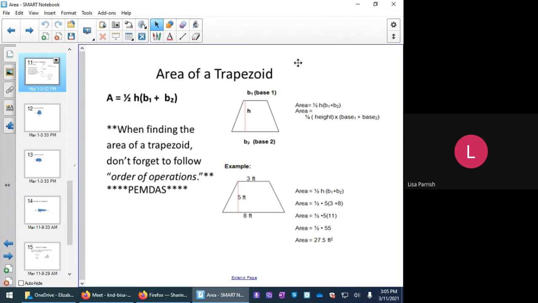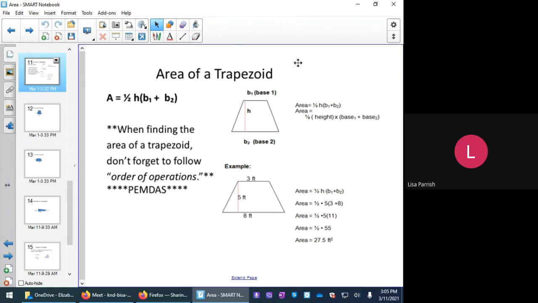Now, you did have a sheet in your Google Classroom, or if you were in class, you have the document that has all of the shapes where you filled in the name and you filled in the formula for each shape. There were 2 shapes on there that we did not do yesterday, and that's the 2 that we're covering today. That's the trapezoid and the triangle.